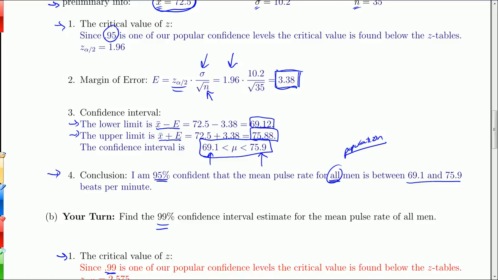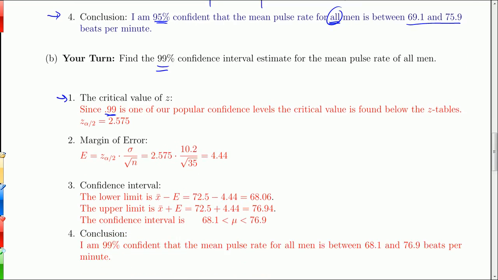So that's where the 2.575 comes from. Right? And the margin of error is given by our formula for the margin of error. There's the critical value, population standard deviation, square root of n. When you plug in all those numbers, you get 4.44.